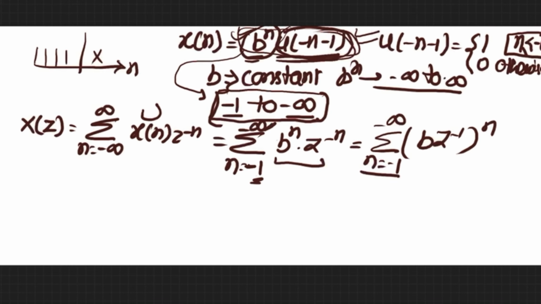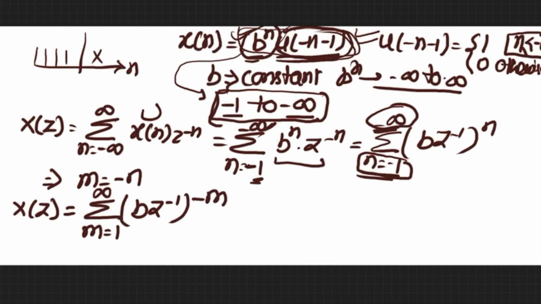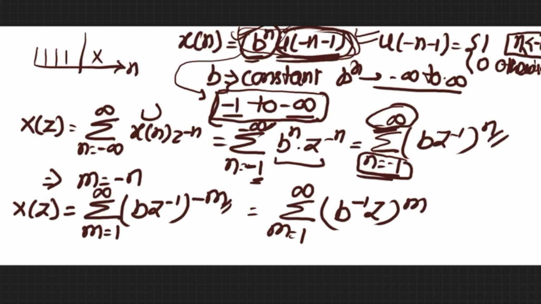Now the index is in negative n, so we can make the index positive by replacing the variable m, which equals minus n. In that case, X(z) will become the summation where n is from minus 1 to minus infinity, so m will be 1 to infinity. This is (b z inverse) to the power minus m, because we are putting n here, so that becomes minus m. Or we can further simplify it as summation from m equals 1 to infinity of (b inverse z) to the power m. Now we find that X(z) has the pattern of (b inverse z) to the power m.